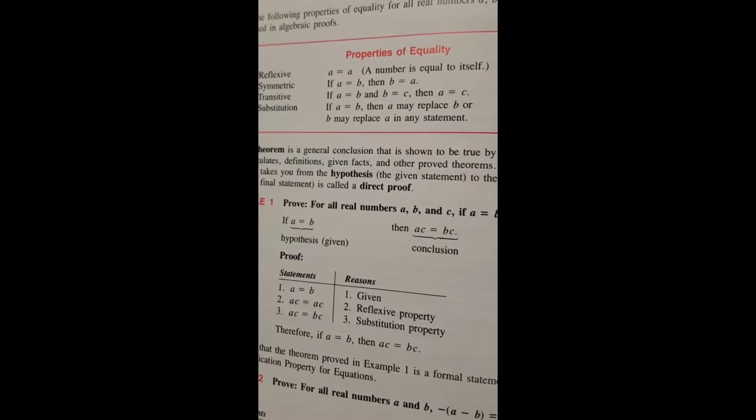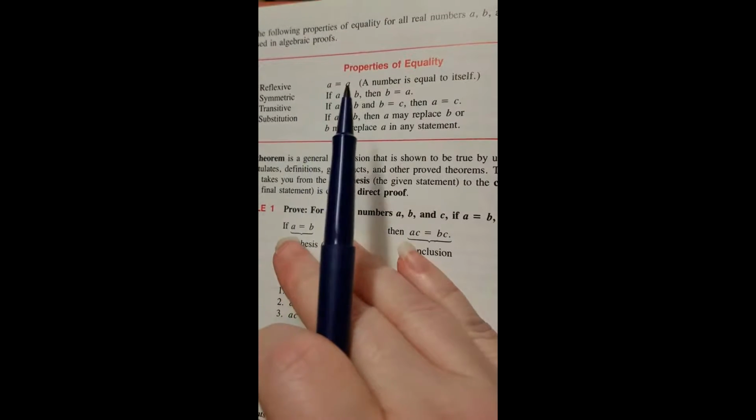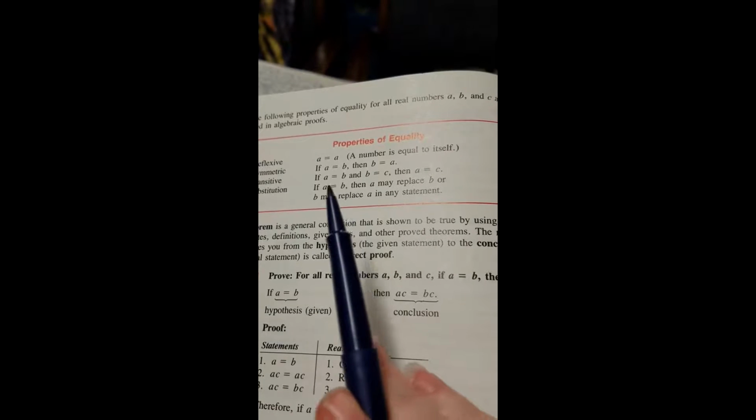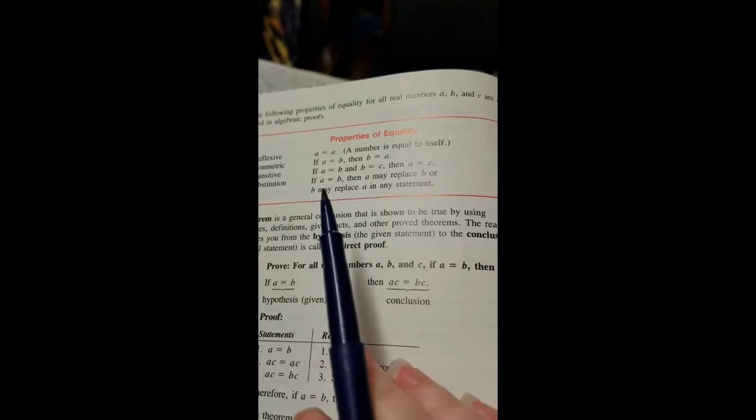The reflexive property says what it starts out as is what it ends up as. In other words, it equals itself. Symmetric property: if A equals B, then B equals A. Transitive property: A equals B and B equals C, then A equals C. The substitution property, which you use quite a bit, but we don't generally call it that. We could say simplifying, not necessarily substituting.